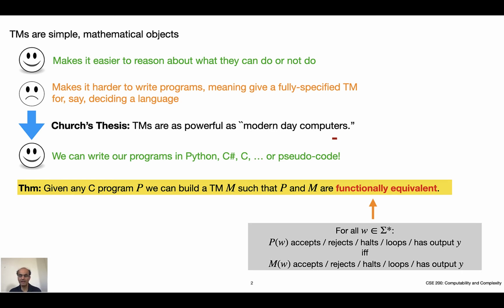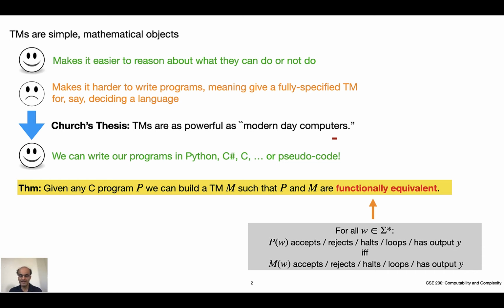Functionally equivalent means that on any input, these two programs do the same thing. Remember, programs take inputs, and on these inputs, they can have many possible actions. They can accept or reject, in both of which cases they halt. They can loop, which means they run forever. They might, if they want, have an output, and so forth. Functionally equivalent means all these things are preserved. If our C program accepted with an output 0, 1, 0, our Turing machine will also accept with an output 0, 1, 0. If our C program ran forever, our Turing machine would also run forever, and so forth.